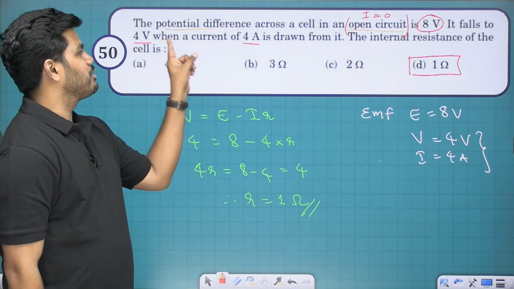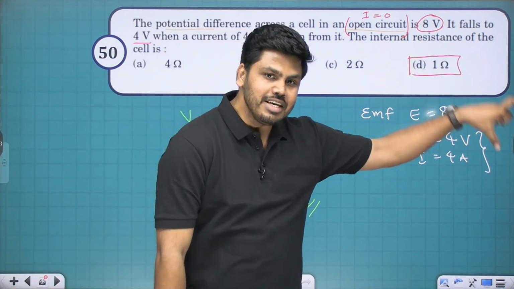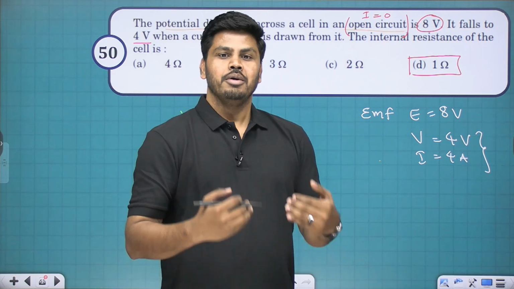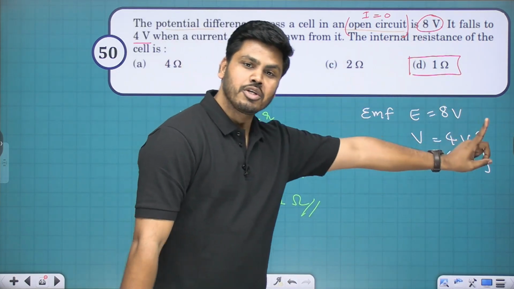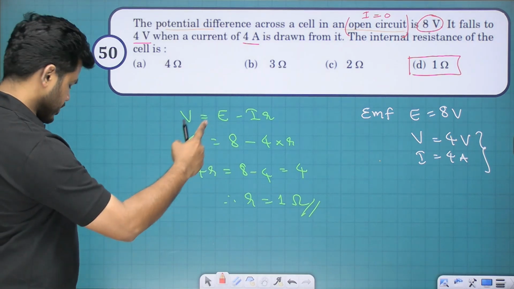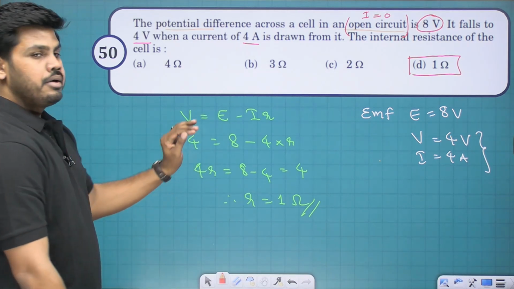But the only point you have to remember here is that it is not given as EMF in the question. Instead, it is given as potential difference at open circuit. Potential difference of a cell in an open circuit is called its EMF. Yes, only that information is enough to solve it easily using this equation.